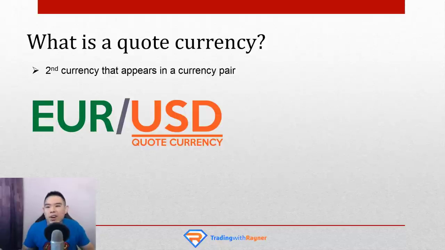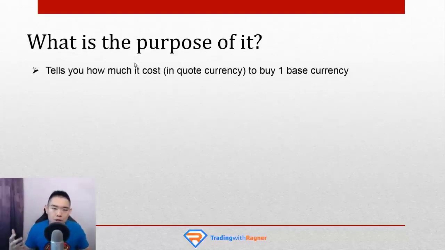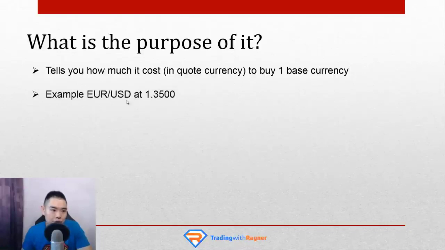And now you might be wondering, hey Rainer, what's the purpose of all this, man? So let me explain. The purpose of all this is to tell you how much it costs in quote currency to buy one base currency. I know that sounds like a technical mouthful, so I'll break it down very simply, which I've actually done earlier. So for example, euro dollar at 1.3500. What it means is, you know that euro is the base currency. Let's call it B, base. And the dollar, as mentioned, is the quote currency. Let's put it Q. So this tells you how much it costs in quote currency to buy one base currency.